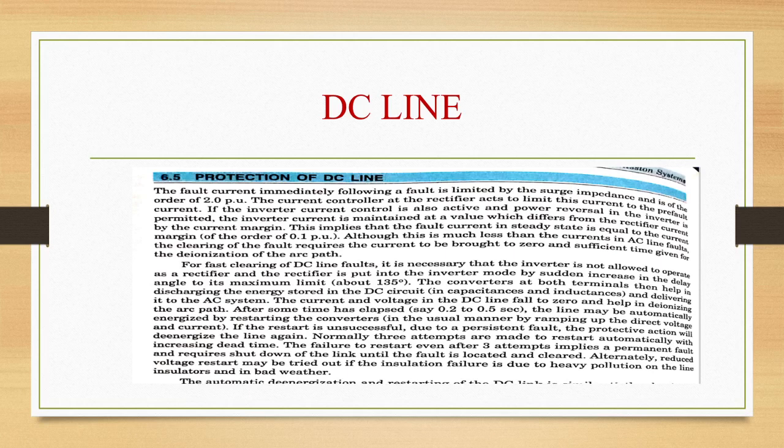Protection of DC line. The fault current immediately following a fault is limited by the surge impedance and is of the order of 2.0 per unit. Current controller at the rectifier acts to limit this current to the pre-fault current.